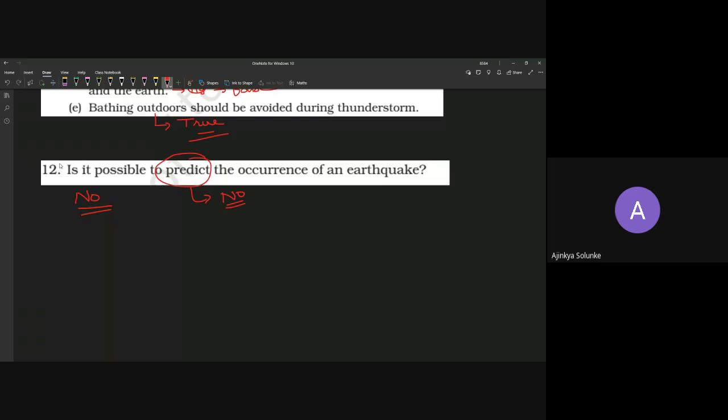Is everybody understanding this? That we cannot predict earthquake. We can measure it once it has happened, but we cannot predict it. Okay, good. Okay, let me go for the next question.